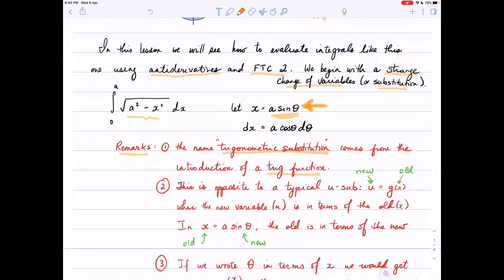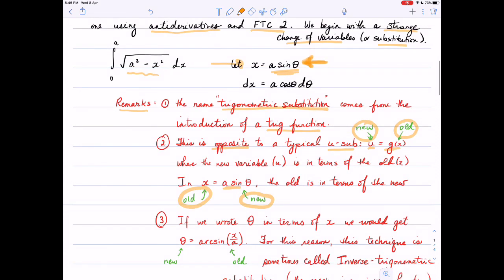Something else to notice is that this kind of change of variable is opposite to the typical u substitution. Opposite how? Well, in a u substitution, the new variable, which is u, is expressed as a function of the old variable x. In this substitution up here, x is a sine theta, the old variable x is written as a function of the new variable theta. So that's backwards. If we wrote theta in terms of x, if we wrote the new in terms of the old, we would get theta is the arcsine of x over a.